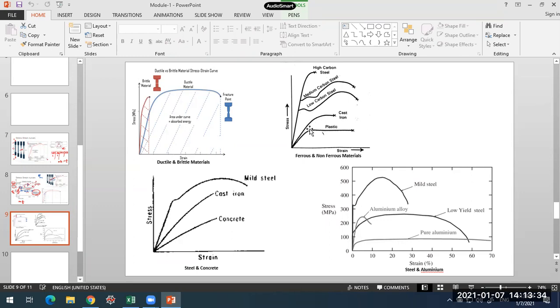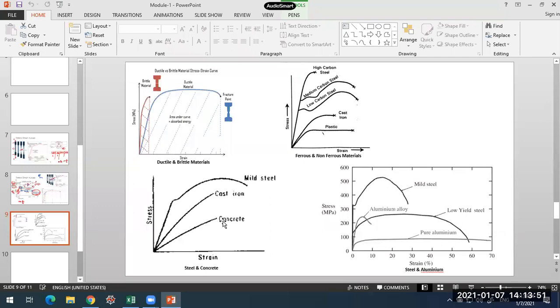Okay, so they exhibit a large amount of strain before they fail. In the case of mild steel, this plastic deformation can also be easily identified or observed over there. Another curve here, what you find is steel as well as the concrete.